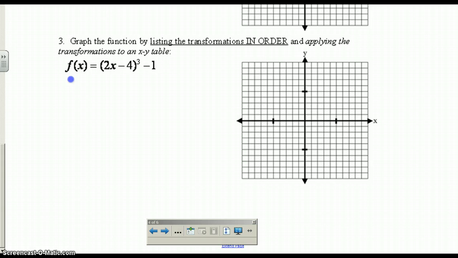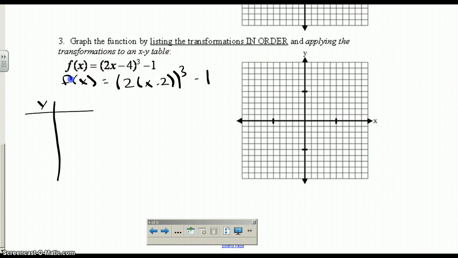So this is our cubic function. Okay, I'm going to switch it around a little bit so I can clearly see what my horizontal compression is. I'm going to list a few points in my cubic. We have -2, -8, -1, -1, 0, 0, 1, 1, and 2, 8. And I'm going to list out my transformations.